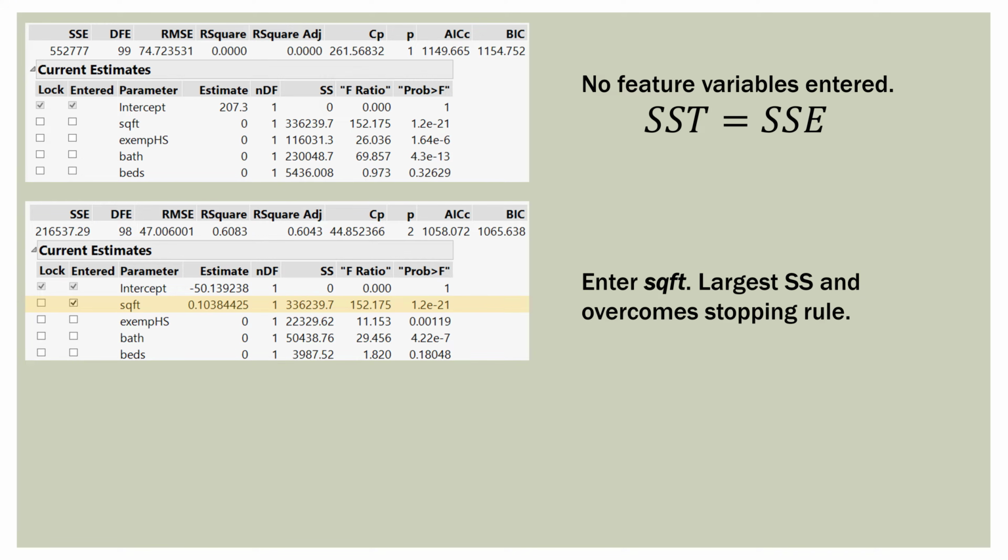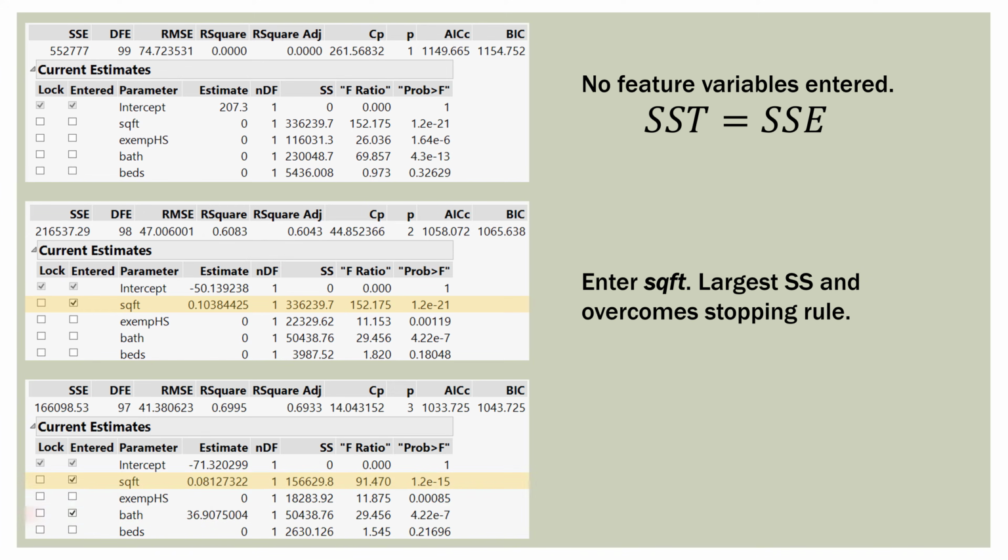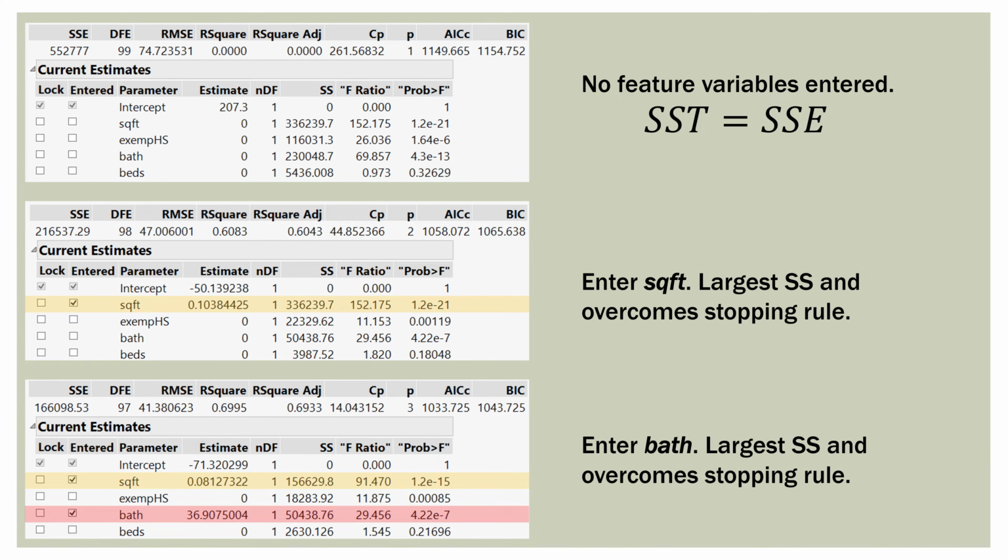Now we've entered the first variable into the forward selection process. Now we look for the second variable. Again, we look at the other 3 variables and say, which one reduces the sum of squares the most? Look at its F ratio, will be the highest, and look at its probability to see if it meets our stopping rule. Well, in this case, which one is that? Well, it's number of bathrooms. So we select that for the second variable. We put that in, and here's where we are.